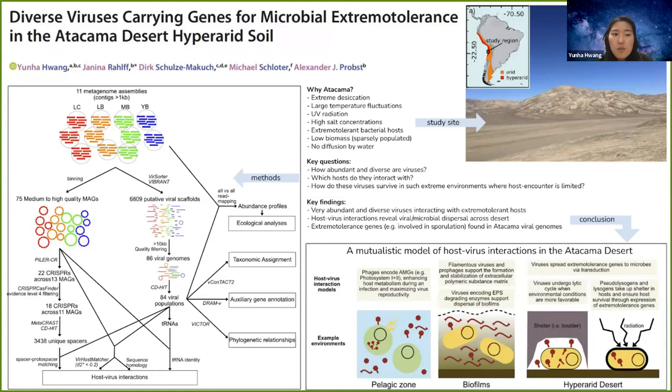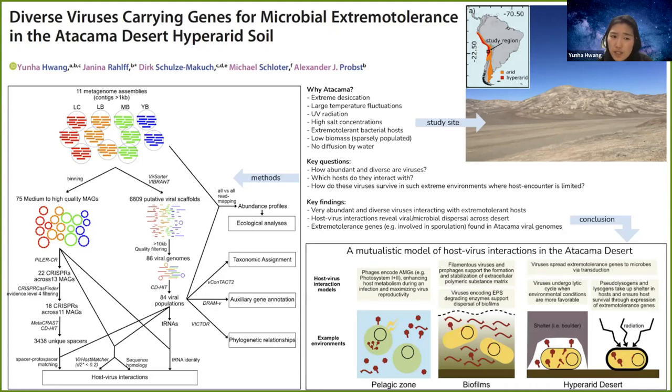So we thought it'd be a unique environment for studying host virus interactions because of the lower abundance of these microbes and lower chance of encounter between viruses and bacteria, and high selection for both of them.